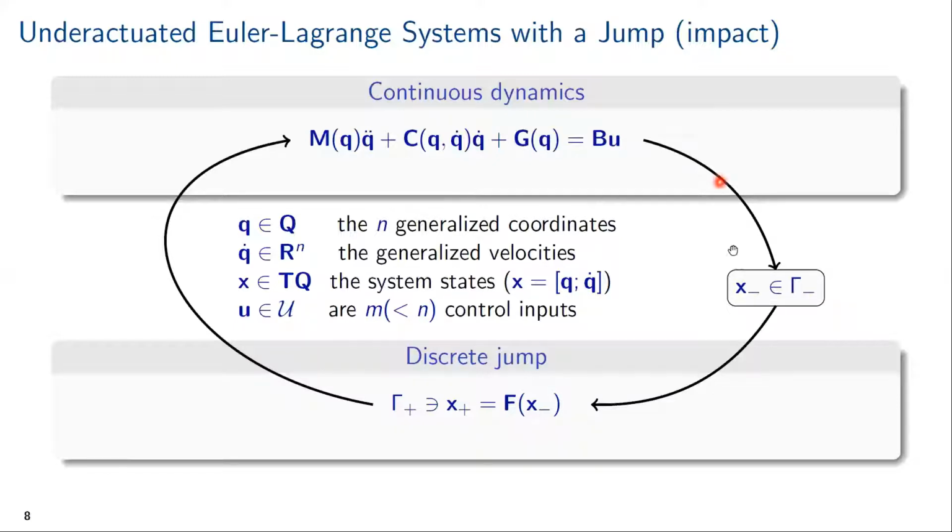Now, if the states enter into some sort of switching surface, denoted by gamma minus, then we assume that they will be mapped to some other surface, gamma plus, through the mapping F. So basically, if they enter into this surface, then they will be mapped back, and then the continuous phase is described by the Lagrange equations.